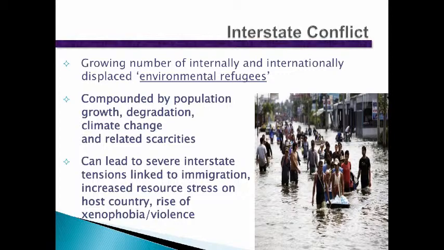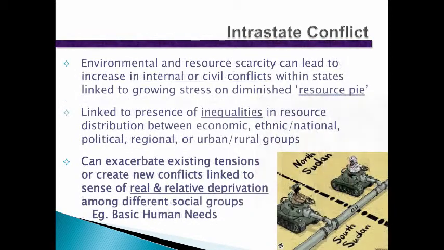And aside from interstate conflict, we also see the potential for environmental damage, degradation, or resource scarcity to contribute to intrastate conflicts, or conflicts within states. Again, this goes back to the growing stress on the diminished resource pie in a lot of these different countries. This refers to the fact that there might simply not be enough resources to go around within a country for everybody to have the access that they want to these resources.